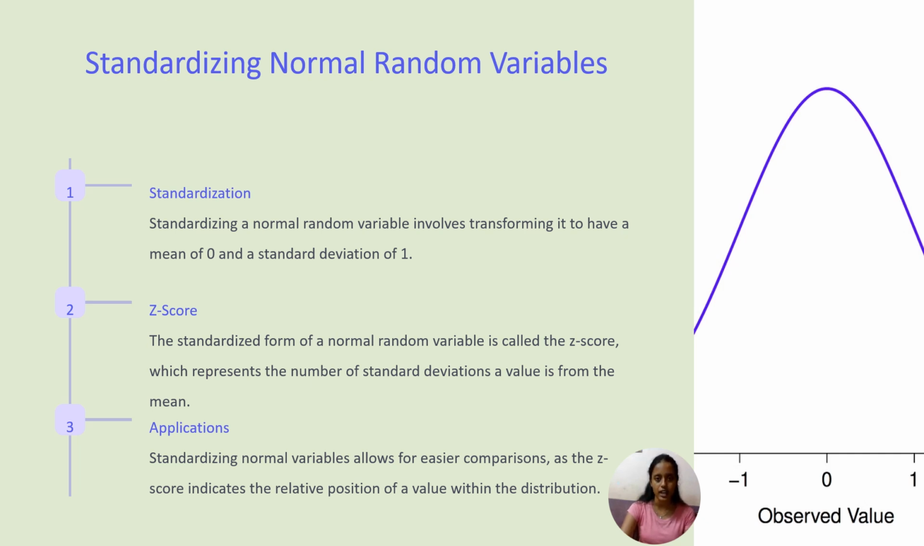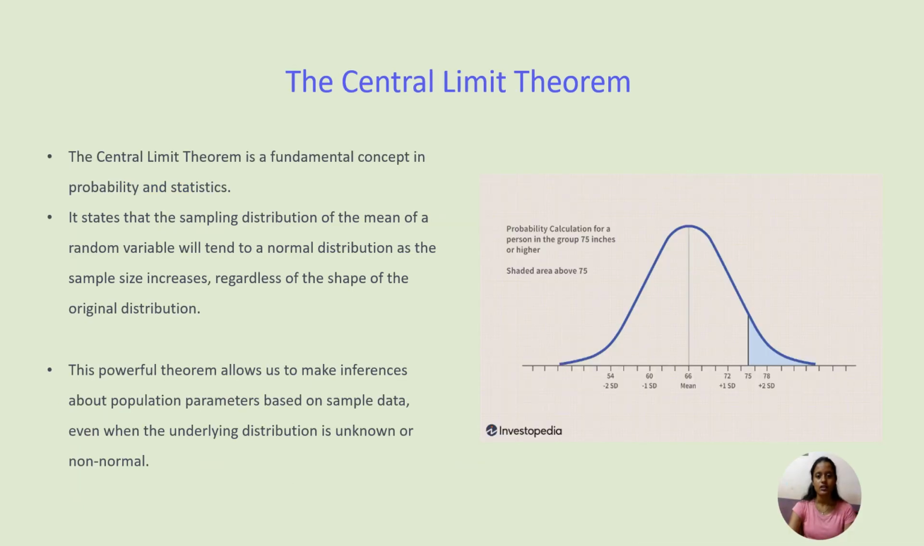probabilities and percentiles. Next we have the central limit theorem. We'll see the statement of this. The central limit theorem states that given a sufficiently large sample size, the distribution of the sum of independent and identically distributed random variables will approach a normal distribution, regardless of the original distribution of the variables. Now we'll see the statistical inference of this statement.